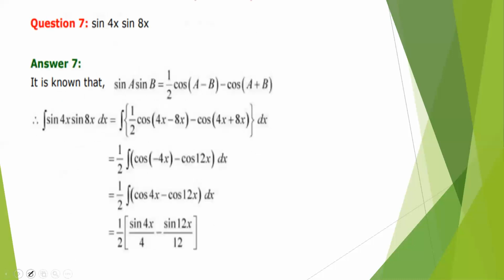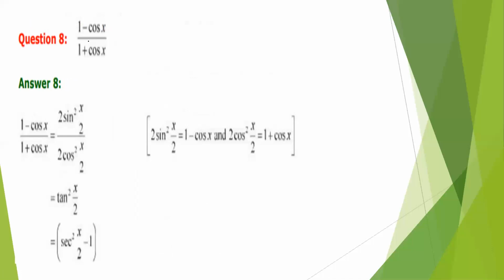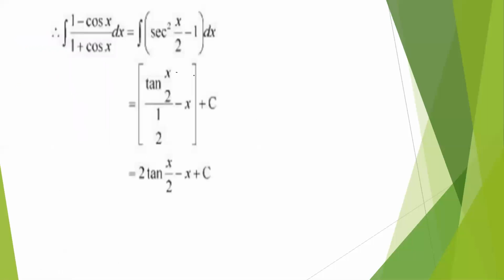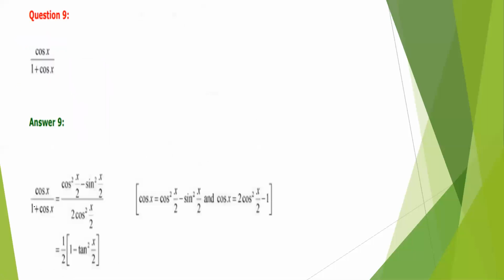Here also. Now here we have to integrate 1 minus cos upon 1 plus cos. So in the first method you can use 1 minus cos x equal to 2 sin square x by 2, and 1 plus cos x is 2 cos square x by 2. 2 cancels, giving tan square, and tan square equals sec square minus 1. And these two parts are integrable. We can integrate it easily. It is an easy question, so you have to do it yourself.